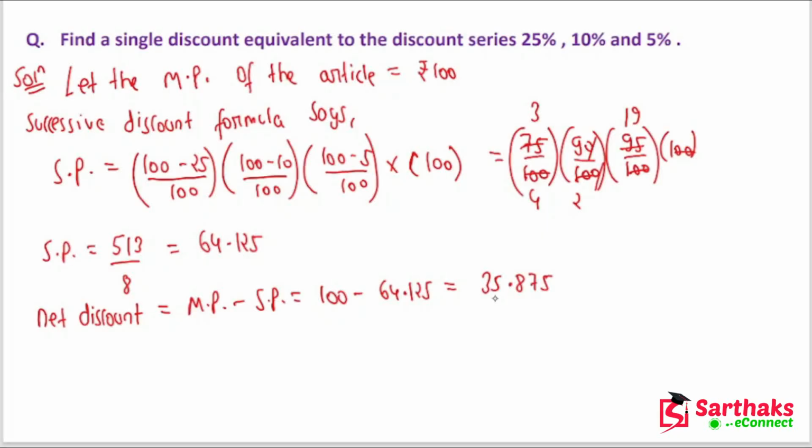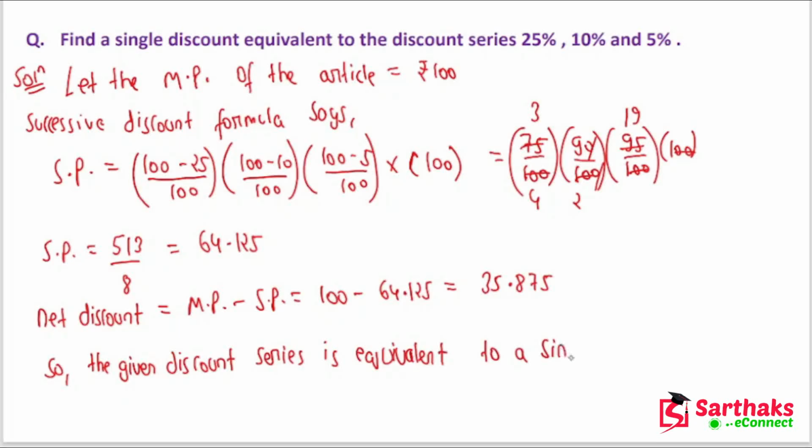Now since we are getting this particular discount over 100 rupees, if you calculate the discount percent, it will be the same only. Okay, so the given discount series is equivalent to a single discount of what? How many percent?